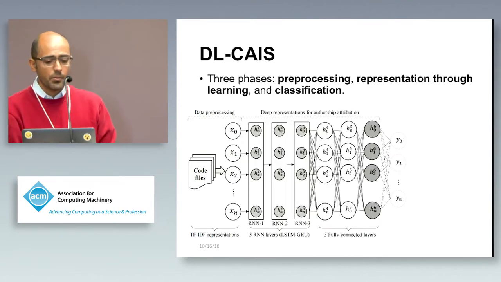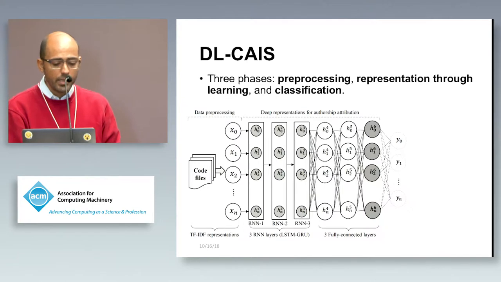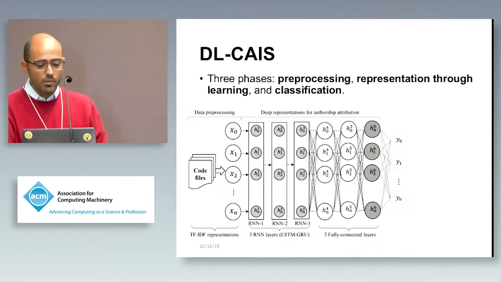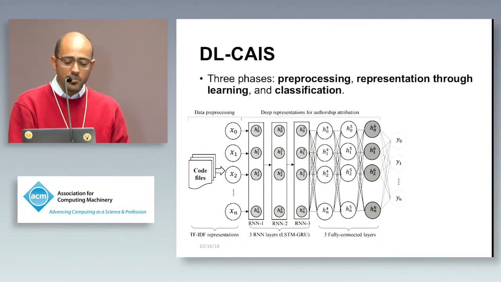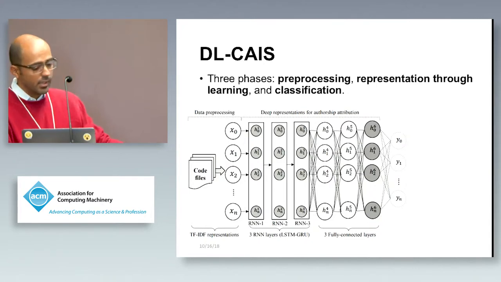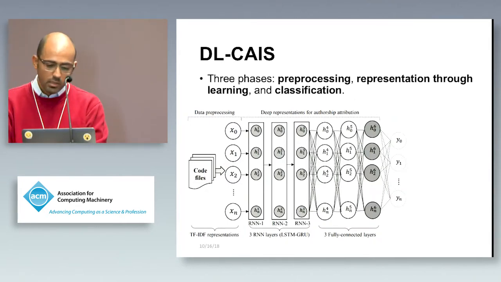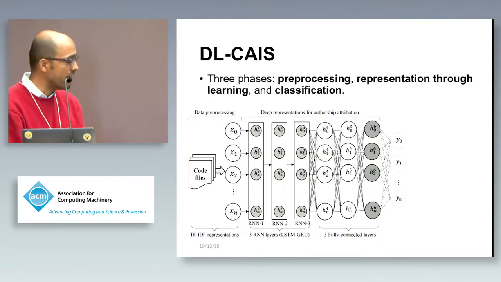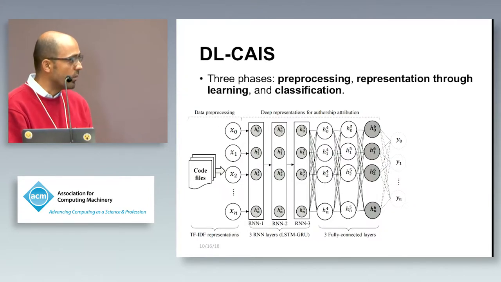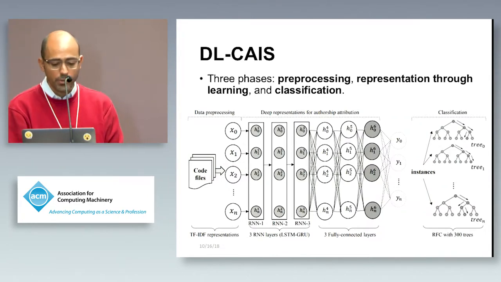Then comes our representation through learning phase, which consists of two parts. The first is three layers of RNN that utilize LSTM and GRU, which extract features from the TF-IDF. Then the efficient representation of the features comes through three fully connected layers. Fully connected here means that every neuron among the last three layers is connected to every neuron subsequent to it. Finally, as we get the output of this efficient representation of the features derived from the TF-IDF, y0 up to yn, we feed that into an ensemble classifier. The ensemble classifier will give us a label of the code author.